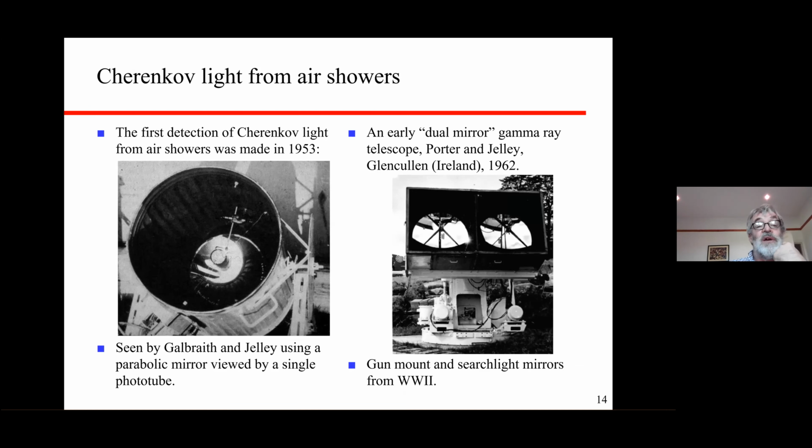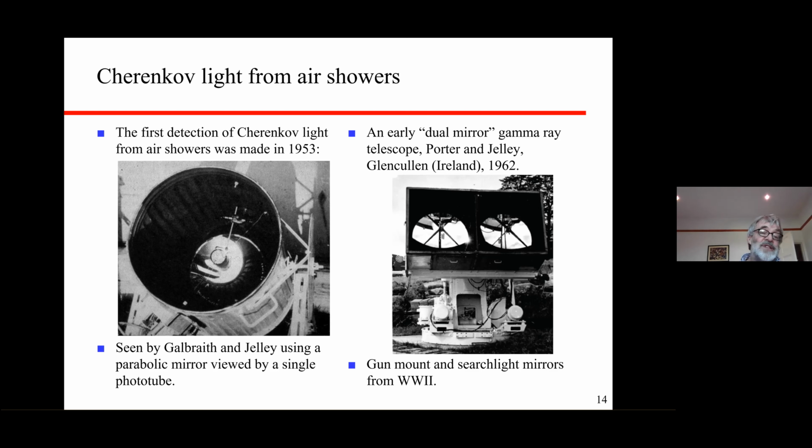Detection of this Cherenkov light from air showers in the atmosphere was actually made in 1953 in Harwell, I think it was, near Oxford. And the guys involved were called Galbraith and Jelly. What they did was to use a parabolic mirror, which you can just about see here, which was taken from an old Second World War searchlight.